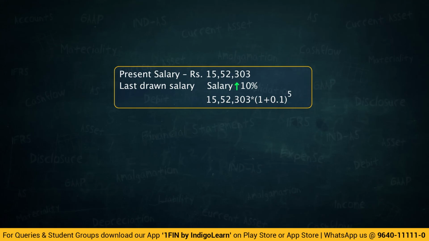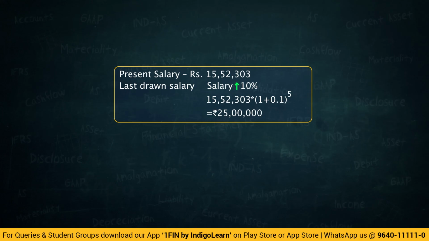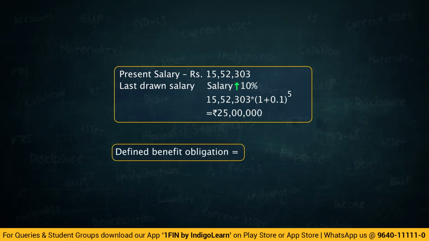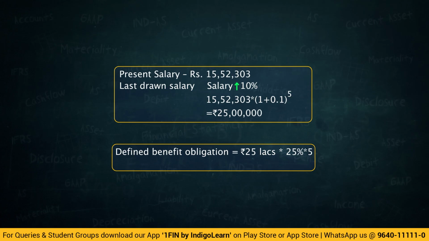So what is that coming to? That answer comes to 25 lakhs, right? So last drawn salary of this person Darshan is expected to be 25 lakhs. Then what is the defined benefit obligation? 25 lakhs into 25% of that, that's given in the question, right? Into number of years completed, at least 5 years we say, okay, into 5. 25 lakhs into 25% into 5 years, which will be 31 lakhs 25,000.